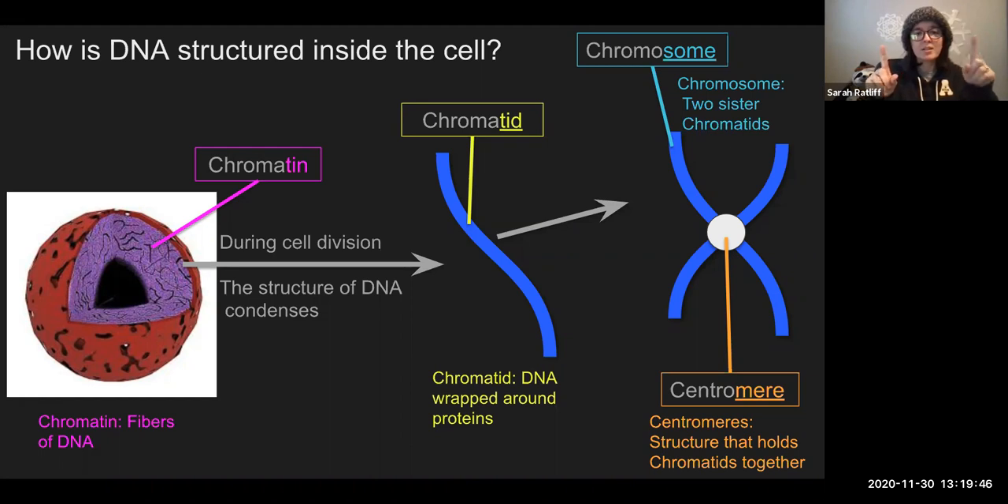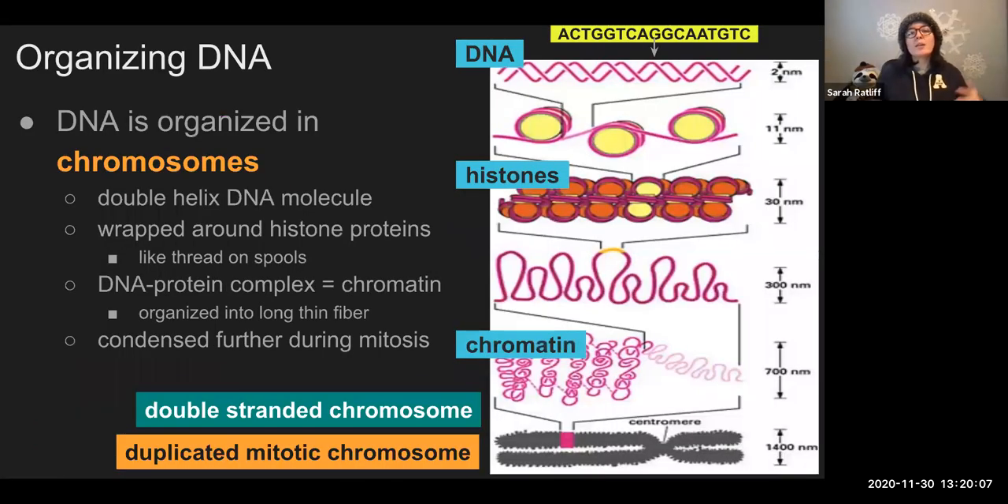I know, lots of chromos, C words floating around. On the notes, I believe I put a table of some sort where it has you match up names, vocab words, and definitions. Hopefully that's helpful if all of this is confusing because they all sound exactly the same. All right, so now we've made our DNA. We have our double helix.